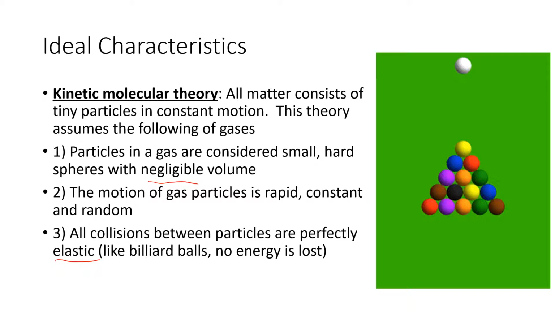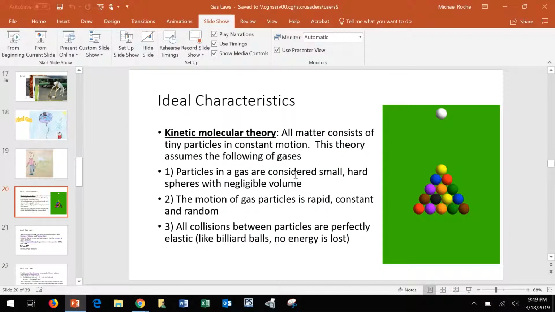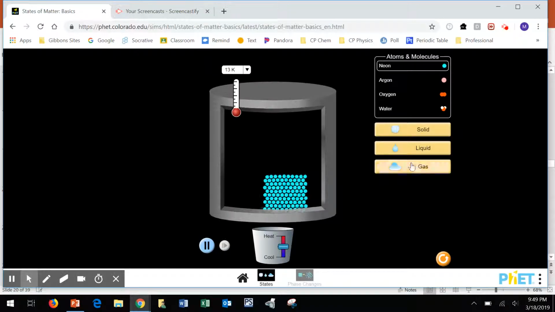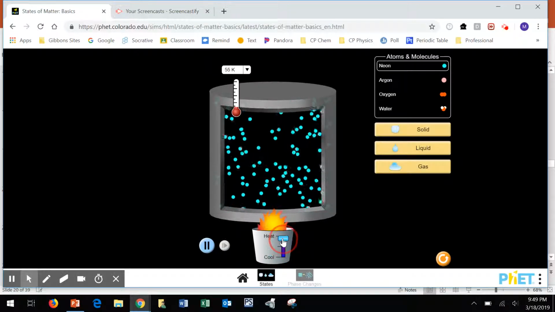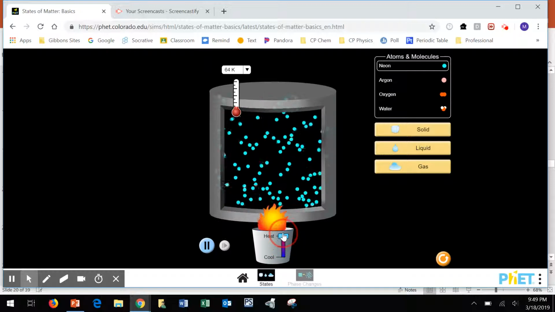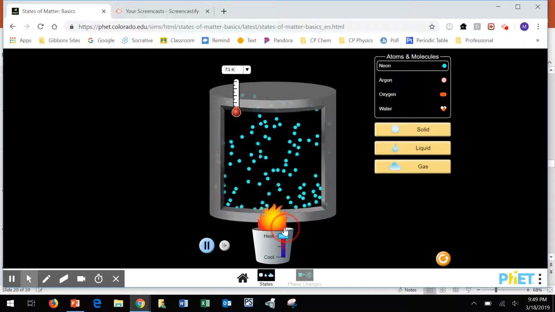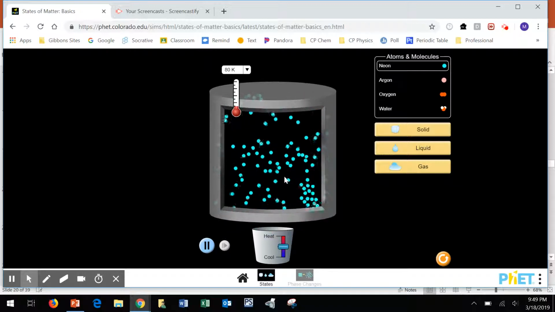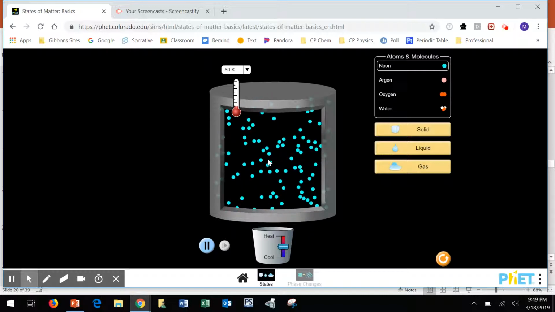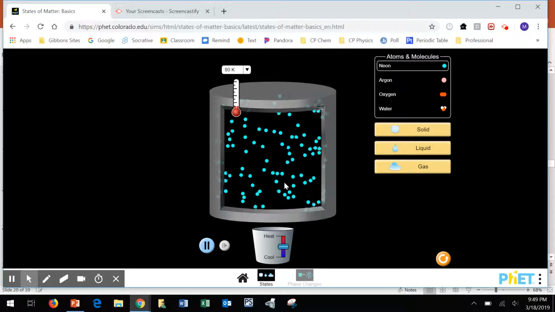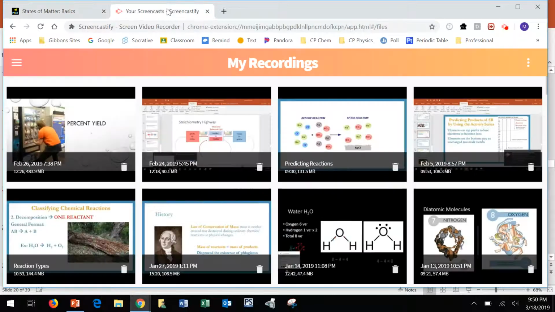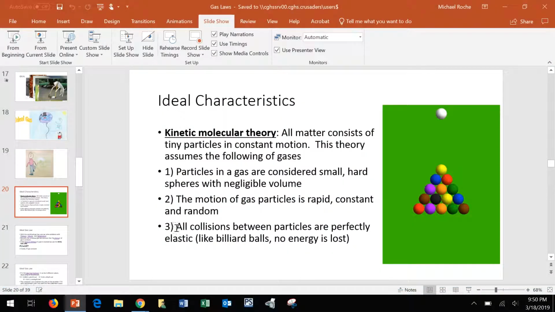And that is not true, because we do know that there's some attraction among molecules. So if we go here and look at a gas, right? So here's a gas, and let's heat it up a little so that they're moving rapidly, and all the things that we talked about. So they're small, hard spheres, they're moving rapidly. But if you look here, there's some clumping. They're not perfectly elastic. There's a little bit of attraction among molecules or atoms, depending on what gas we're talking about. Right here, you see a big cluster. So that is where we fall apart, is this last rule.